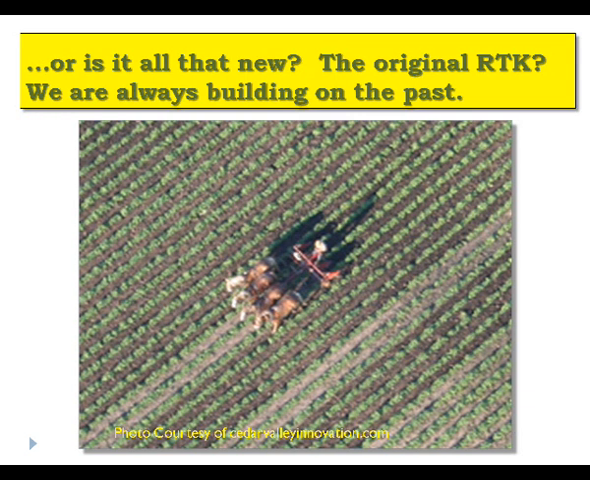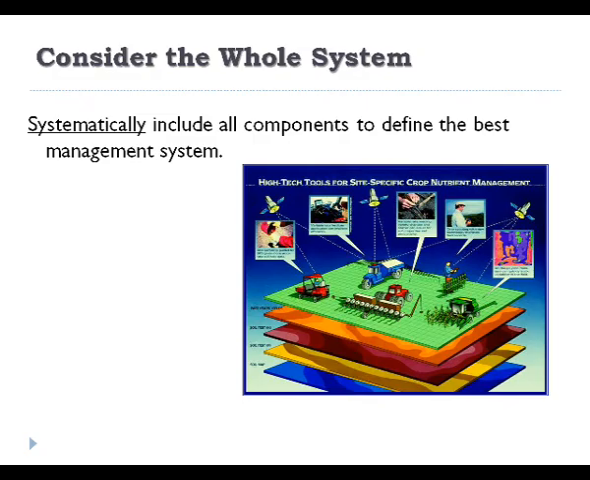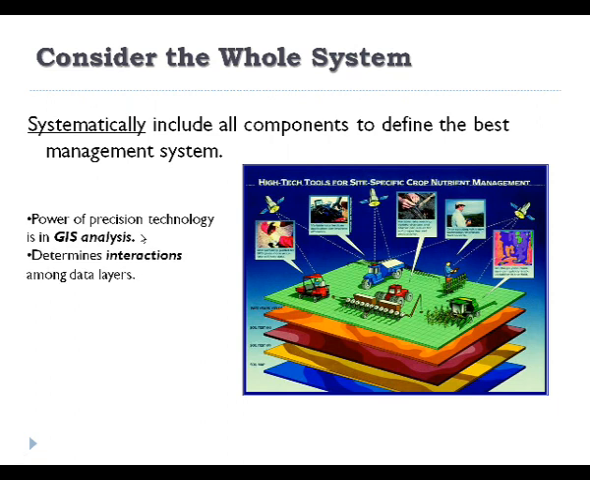We consider the whole system. We need to systematically include all those components to define the best management system for a field. The power of precision technology really lies in GIS. And then determining the interaction among the layers is one of the things that GIS analysis can do. It can tell us the impact that phosphorus level has on yield, for example. And that's very important as we move forward.